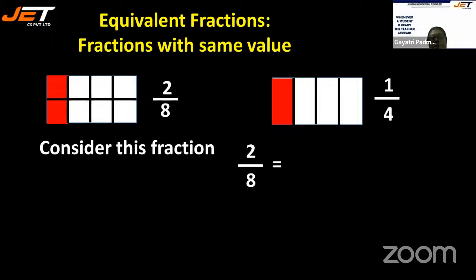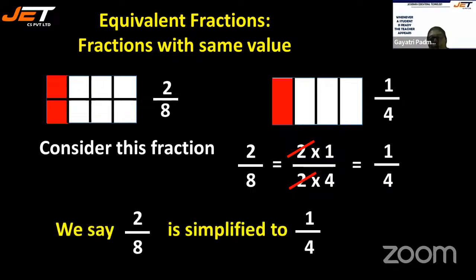Now consider this fraction 2/8. The 2 is 2 into 1, and 8 is 2 into 4. So 2 you are going to cancel, and you will get 1/4. So we say 2/8 is simplified to 1/4, because when you bring down the number, 2 and 8 are both divided by 2, and you get 1/4.